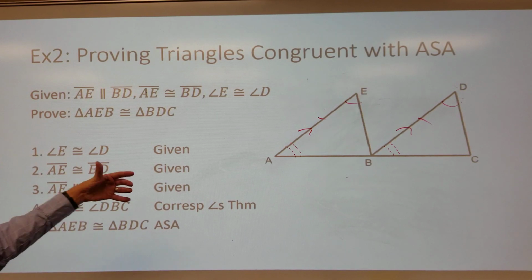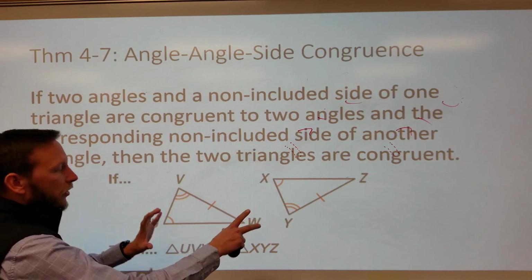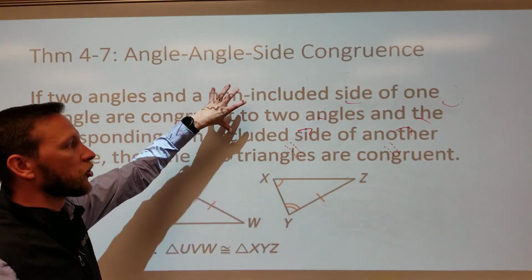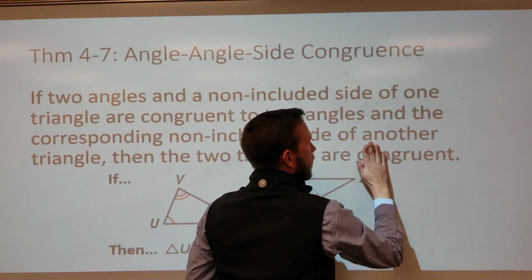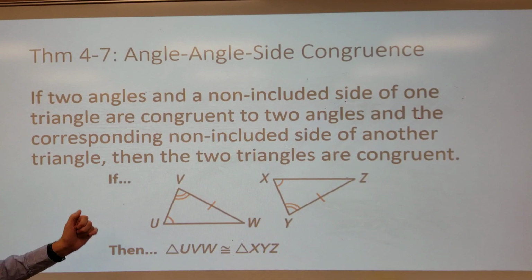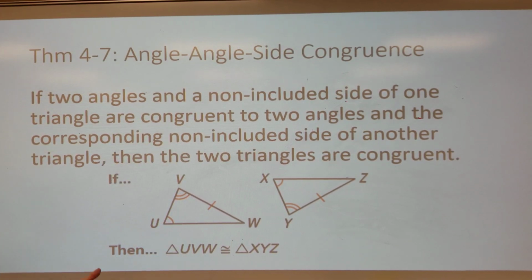All right. If you have any questions on that, make a note of that to ask me about it in class. Theorem 4.7, angle angle side congruence. So this one I'm going to be very particular about, and I don't feel that the textbook does an adequate job of describing this relationship here. It's not just two pairs of angles and a side. It's a non-included side in one triangle and the corresponding non-included side in another.